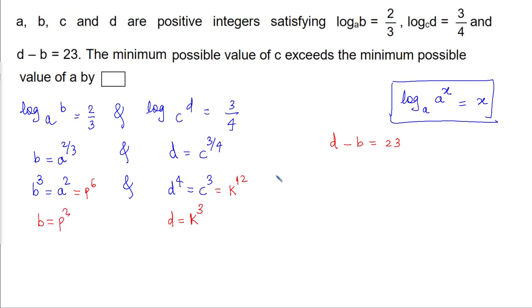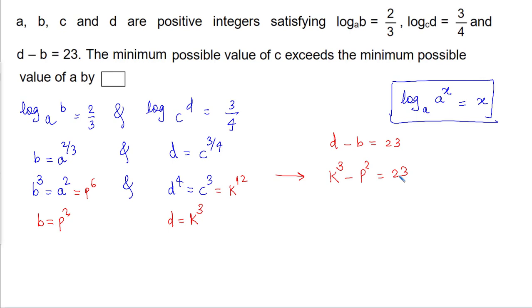Okay, so from this we come to know that D is nothing but k cube, B is nothing but p square, and k cube minus p square is equal to 23. Okay everyone, so the difference between a perfect cube and a perfect square is 23. We want the minimum possible value of C and the minimum possible value of A, means the values of p and k have to be as minimum as possible.